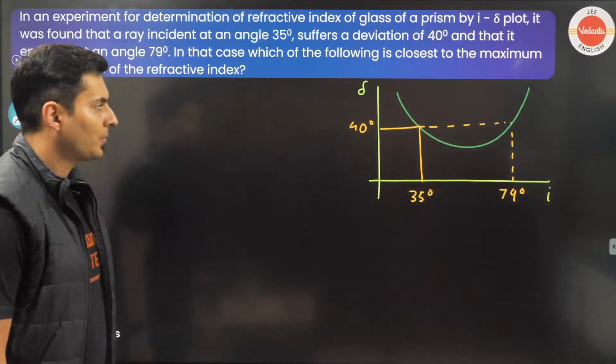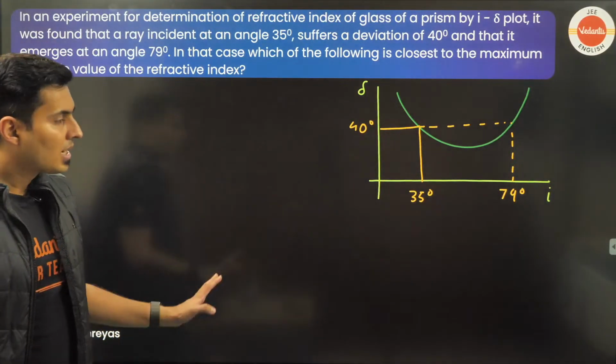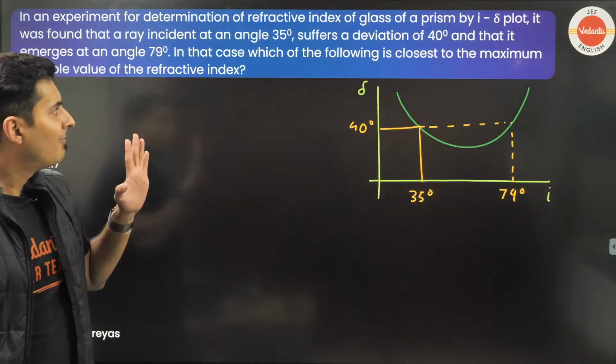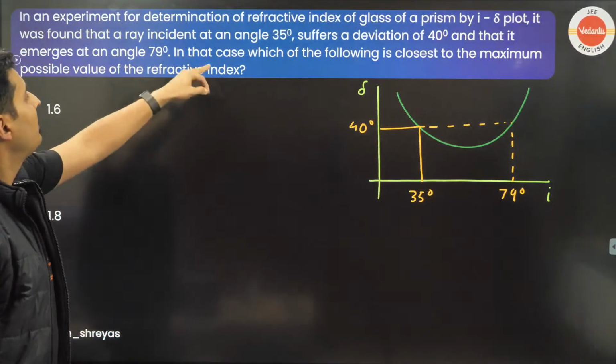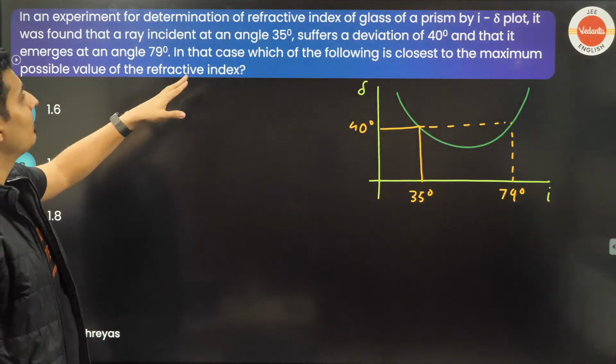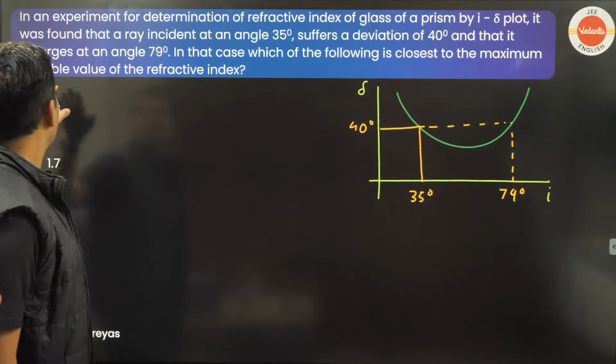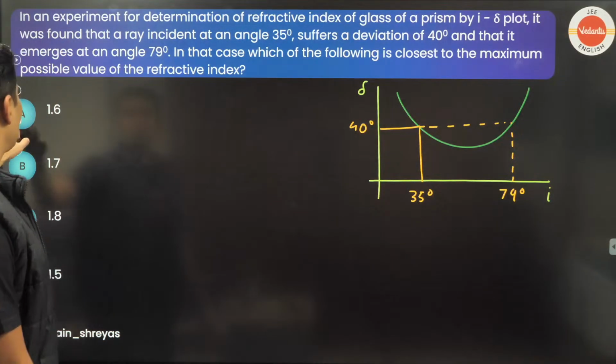That's what it is. I hope this is clear, guys. Everyone with me on this? Clear? Understood? Very nice. Now the next part, in that case, which of the following is the closest and the maximum possible value of the refractive index? And also what is mentioned in the question is the deviation angle, which is 40 degrees.